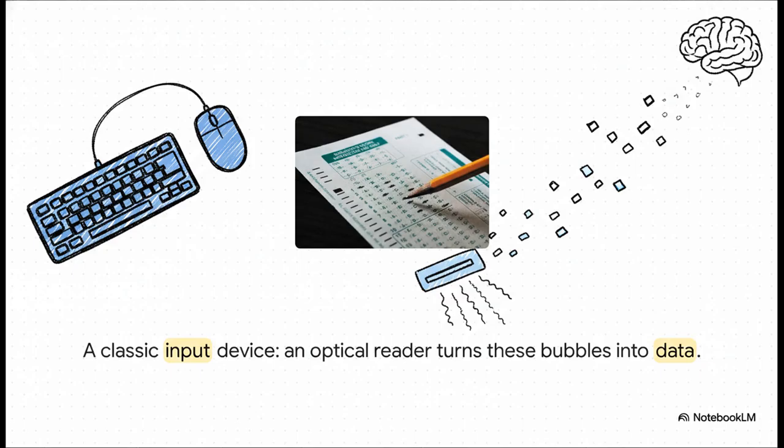And how do we get all our information into that brain and memory? Well, we use input devices. Your keyboard and mouse are the obvious ones, of course, but so is this classic Scantron sheet. An optical reader scans your little bubbles, turning those physical marks into digital data the computer can actually understand. It's the bridge between our physical world and the computer's digital one.